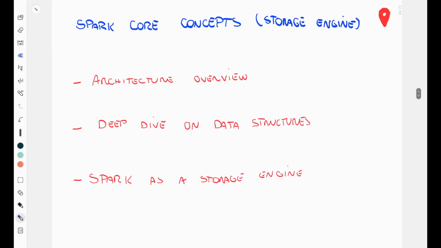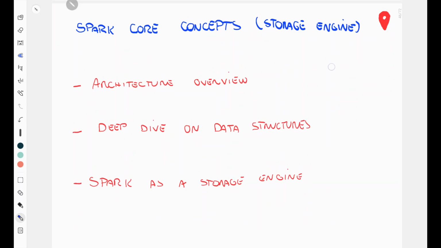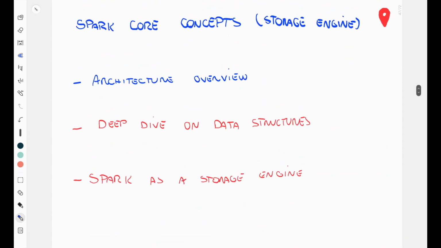For Spark core concepts, we're going to explore the topics of its architecture. We're going to go through an overview of its architecture. Then we're going to do a deep dive on its data structures, and we're going to look into Spark as a storage engine. This is for the Lakehouse format, right? The table format. So, architecture review.